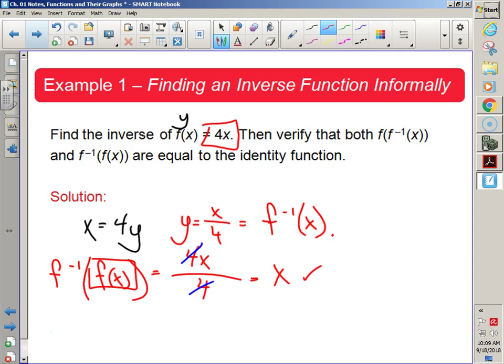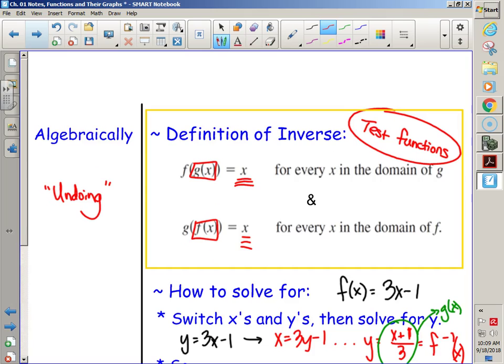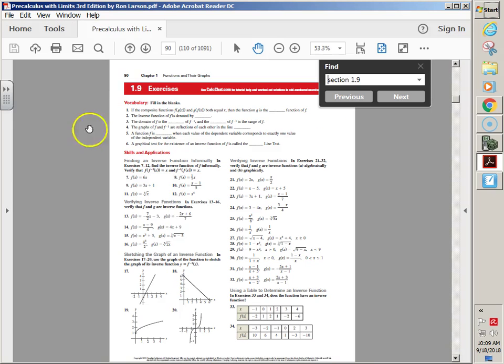Division gets undone by multiplication. Multiplication gets undone by division. Addition gets undone by subtraction, etc. Were there harder ones in homework? Give me an example. What's a nice hard one?